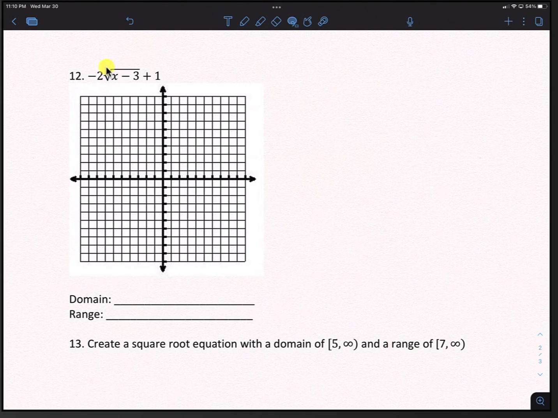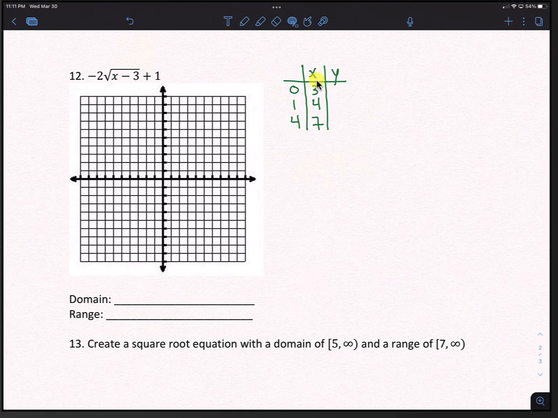All right, number 12 is a square root graph. So it's -2 times the square root of x minus 3 plus 1. Let's make a table. And the original parent graph numbers for square roots are 0, 1, and 4. Those are square root friendly. So we'll start with that, the 0, 1, and 4. And then the x minus 3 moves the graph to the right 3 units. So that means we'll take the numbers here and add 3 to each one of them. That gives us new x values of 3, 4, and 7.